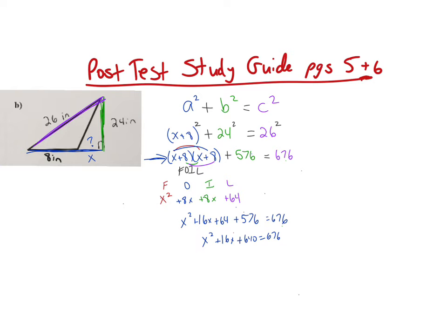Now, to solve something with a little 2 in it is something we'll do a lot next year. So it's got to equal 0, so I'm going to subtract 676 from both sides. So I get x squared plus 16x minus 36 equals 0. Then there's actually this thing called factoring where you break it down. So this is all kind of extra stuff that we'll cover a lot next year.